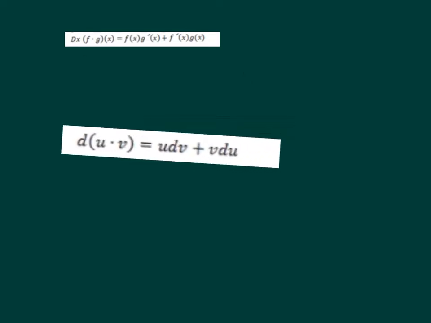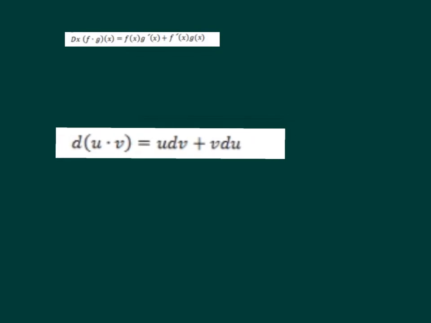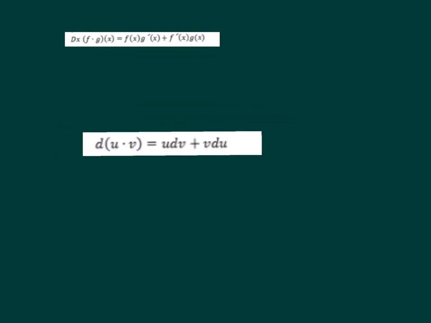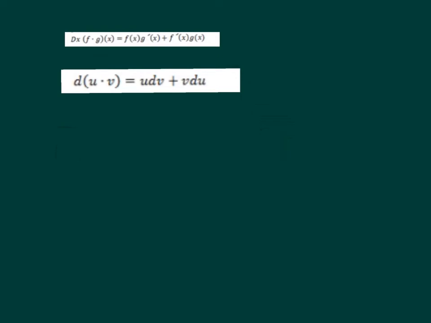So let's rewrite this as the differentiation formula. The differential of u times v is equal to u times the differential of v plus v times the differential of u. It is basically the same, but we are taking into account, instead of f and g, u and v as functions. And I'm using those because these are part of the integration by parts formula.